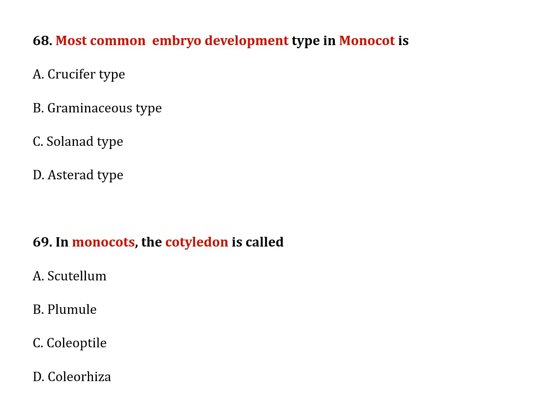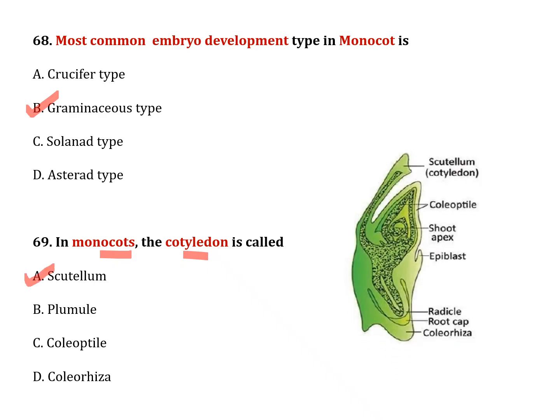The next question, number 68. The most common embryo development type in monocot is option A crucifer type, option B graminaceous type, option C solanad type, option D asterad type. Correct answer is option B, graminaceous type. The next question, number 69. In monocots, the cotyledon is called option A scutellum, option B plumule, option C coleoptile, option D coleorhiza. Correct answer is option A, scutellum. This is the cotyledon, or single cotyledon, which is called scutellum.